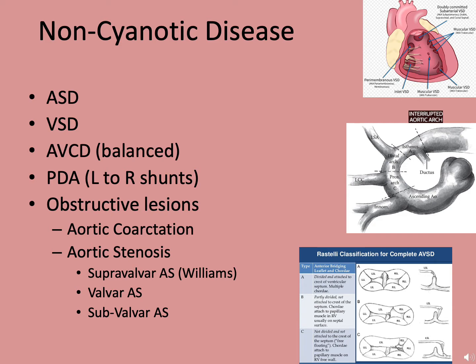Now, obstructive lesions are non-cyanotic, and they should be grouped together. There are various levels of obstruction, and if you think of them anatomically, it's easy to remember them. You can start proximally inside the LV, looking at subaortic membranes. There's aortic valvular obstruction. There's supravalvular obstruction, as within Williams syndrome. There's arch hypoplasia, and there's aortic coarctation.